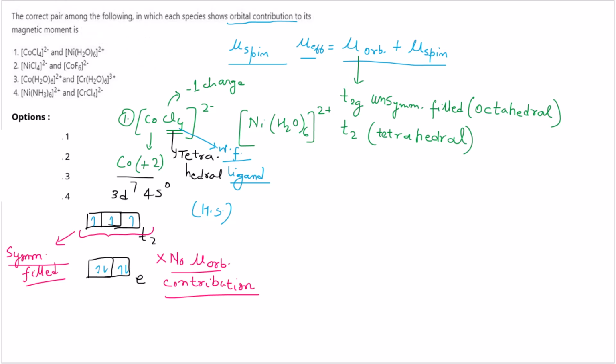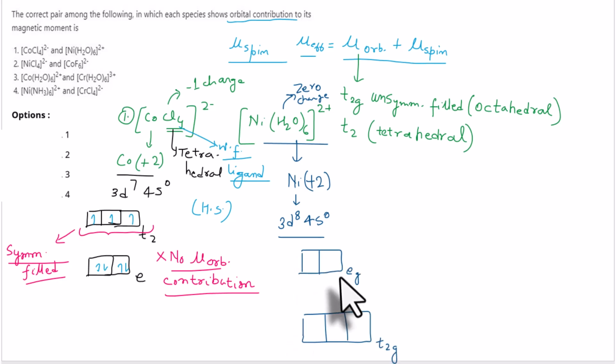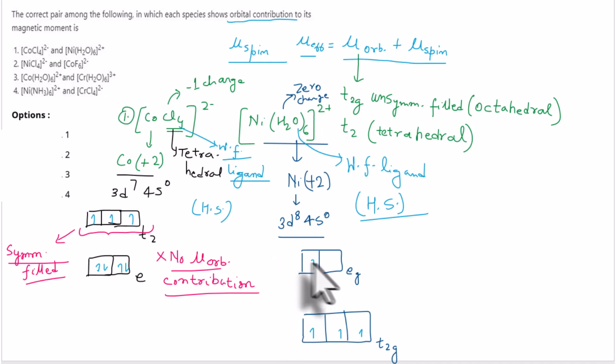Then moving on to the second complex, Ni(H2O)6 2 plus. Nickel, as you can see, is plus 2 charged here because the H2O ligand has a 0 charge. And in the plus 2 oxidation state, nickel is 3d8 4s0. And there are 6 aqua or water ligands, so it is an octahedral complex with a d8 configuration. And we have H2O, which is a weak field ligand, so again there will be high spin condition. So initially, singly occupied 1, 2, 3, 4, 5, 6, 7 and 8.